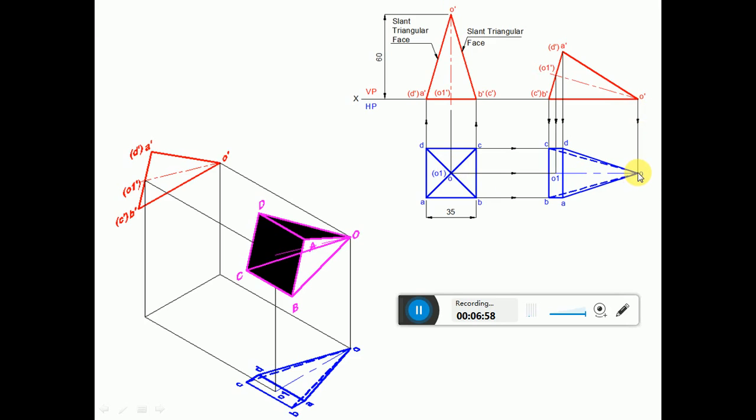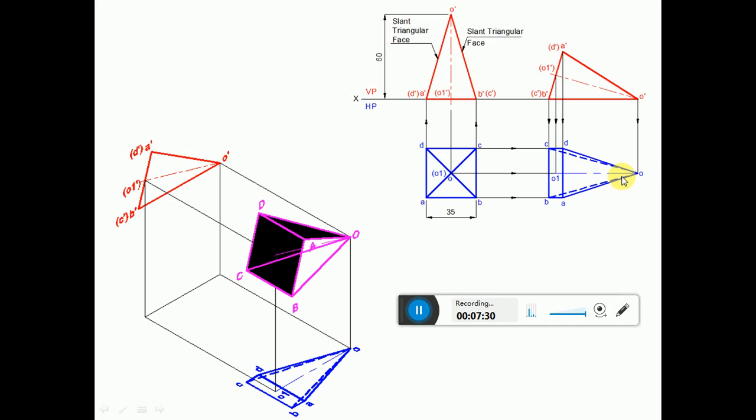Then complete the views. So how to complete? You join between A to B, B to C, C to D and D to A with continuous thin lines. Similarly, you join between O to A, O to B, O to C, O to D with a continuous thin line, and then join between O1 to O with a center line, big dash, small dash, big dash, small dash, like that.